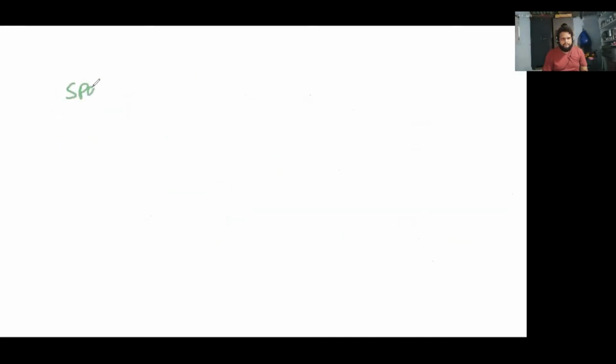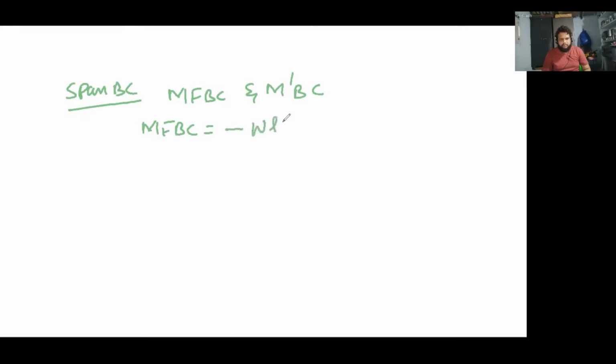So in the span BC, the first thing is we have to calculate MFBC and M dash BC. Okay, what is MFBC? Again MFBC is also a UDL, and the same values you will be getting in MFBC and MFCB. So there won't be any change. Because load is the same, length is different. So minus in MFBC, minus WL square by 12. So minus 1500 times L, L is 4, 4 square by 12. So this will become minus 2000 Newton meter.